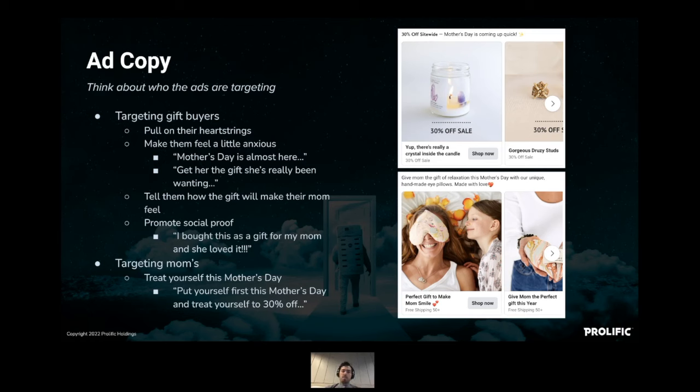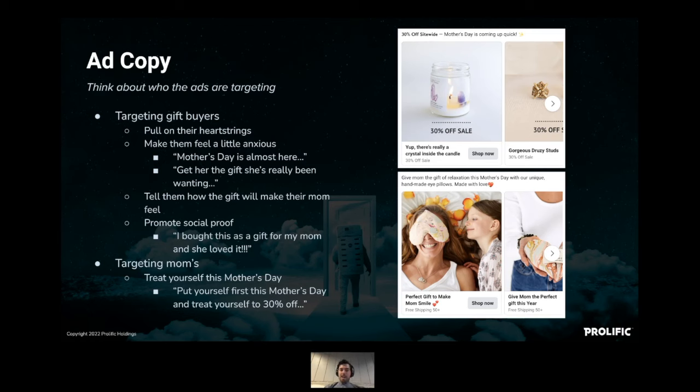It's good to promote social proof too. So if you have any reviews of people that have bought any of your items as a gift in the past, use that. So if somebody said, like, hey, I bought this as a gift for my mom and she loved it, use that in the ad copy, because we've seen those review style copy variations do well for Mother's Day, as people are just trying to find something that their mom would love. And so just tell them, hey, your mom's going to love this in a way that resonates with them.